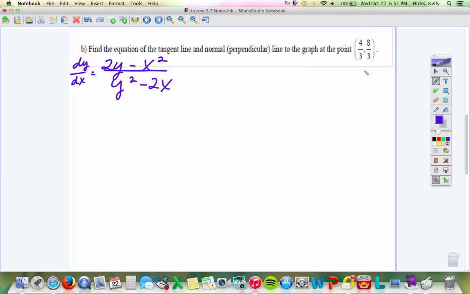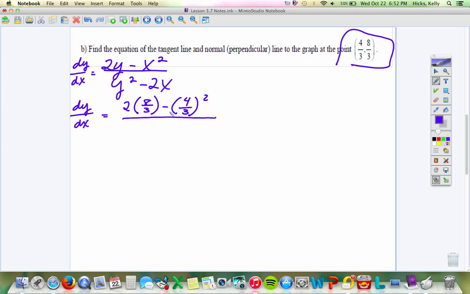How do you find the actual slope at this point? Well, you just plug it in. So I get dy dx equals, let's see, 2 times y minus x squared all over y squared minus 2x.